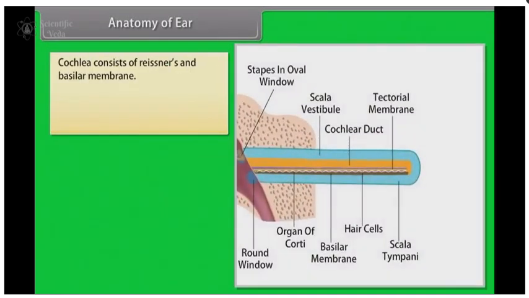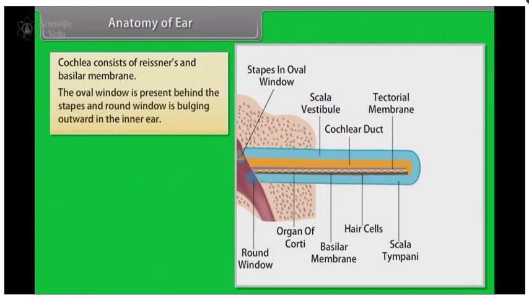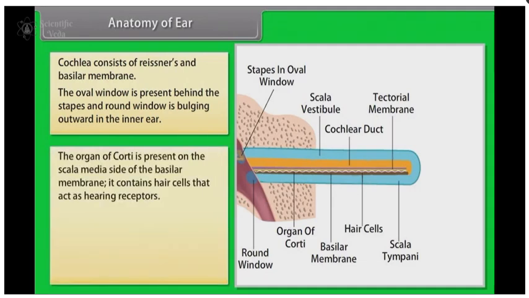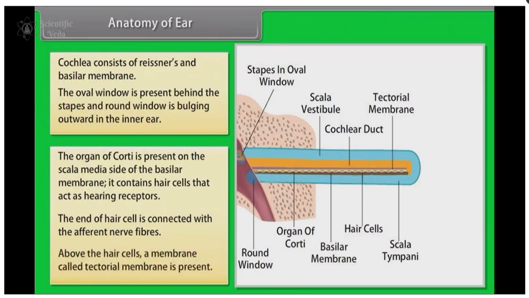The cochlea consists of the vestibular and basilar membranes. The oval window is present behind the stapes and the round window bulges outwards in the inner ear. The organ of Corti is present on the scala media, on the side of the basilar membrane. It contains hair cells that act as hearing receptors. The end of the hair cell is connected with the afferent nerve fibers. Above the hair cells, a membrane called the tectorial membrane is present.